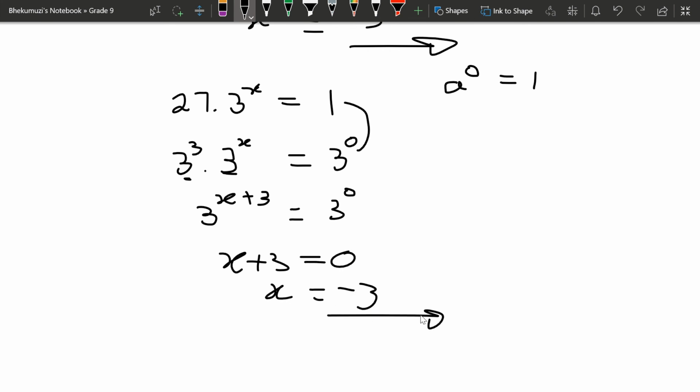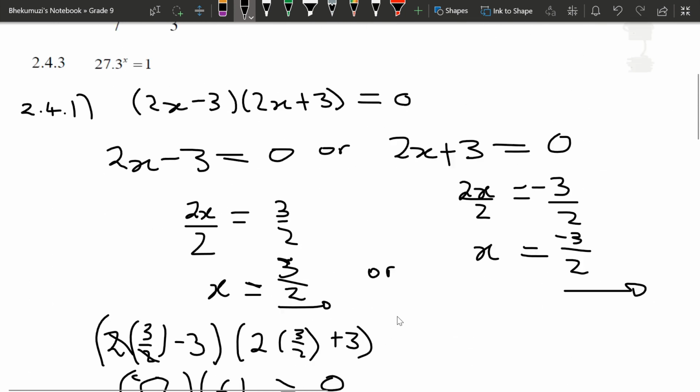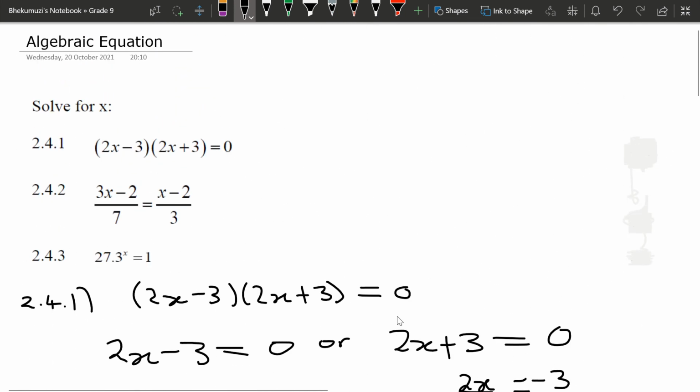And therefore, that is it for algebraic equations. So other than that, I hope this was helpful, and I hope you saw quite some interesting techniques that you could use in this case.